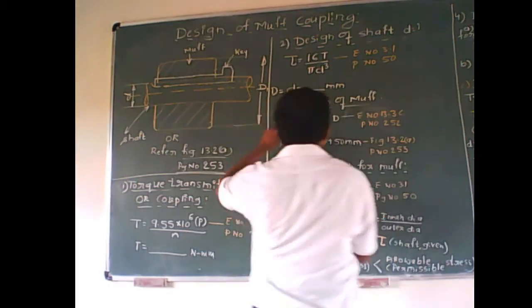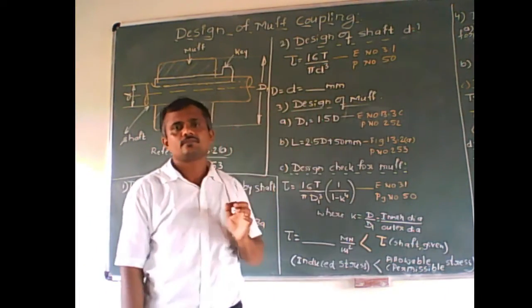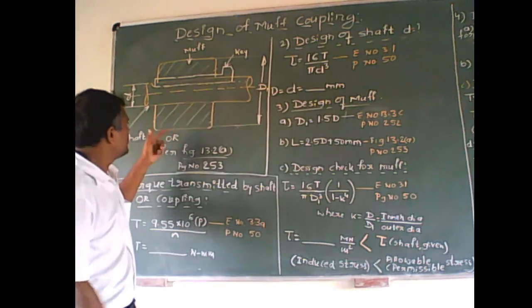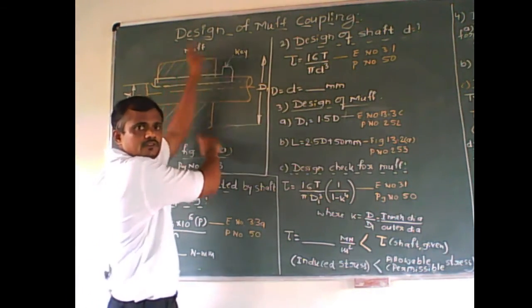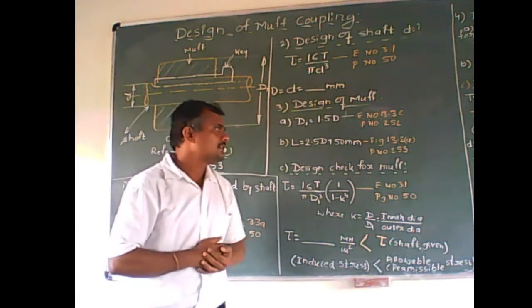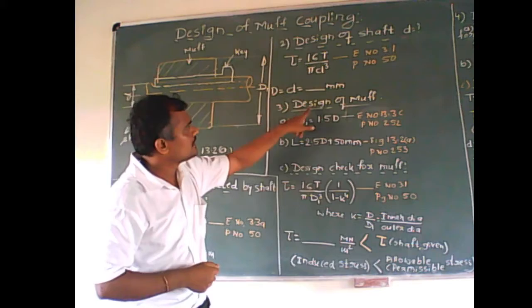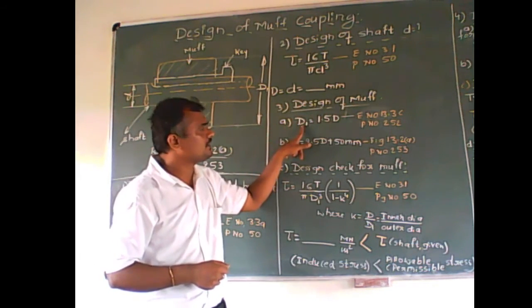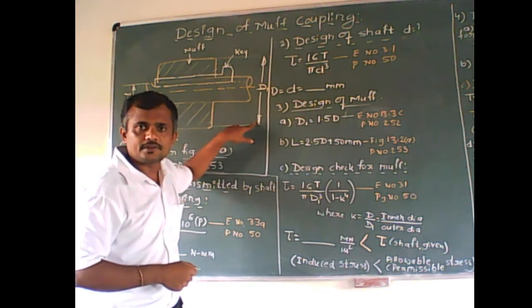Afterwards, what can we do? We can go for the design of the muff. Now we have to design this muff. What are the parameters we can design? What should be the length? What should be the diameter? Afterwards, we have to go for a design check of the muff. So please concentrate. In the design of a muff, I have taken A. This is capital D1. So you can take this as a diameter, capital D1.